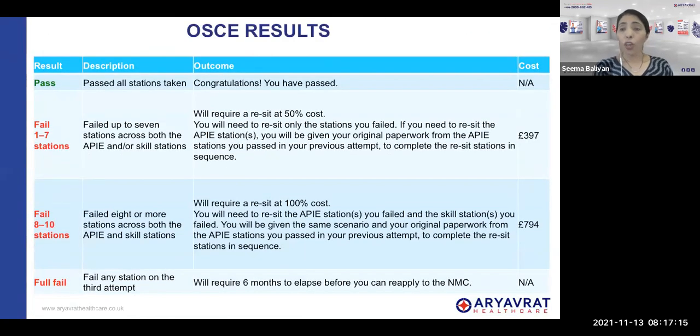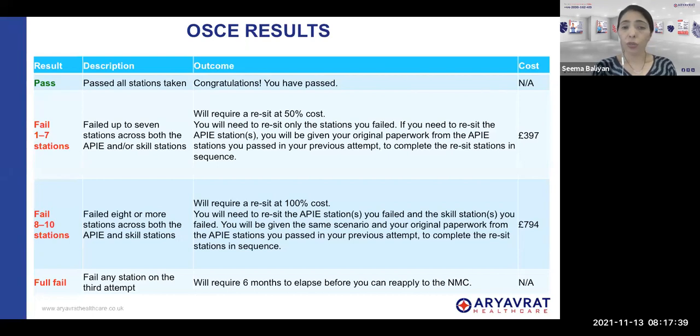Then the all important result. As I said, the result normally can take up to 5 days, but usually it comes around the 2nd day. A pass result is the one which I am sure all of you are expecting, and I am very hopeful that with the correct training, all of you will pass your OSCE.